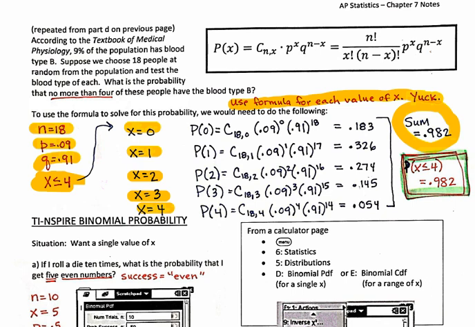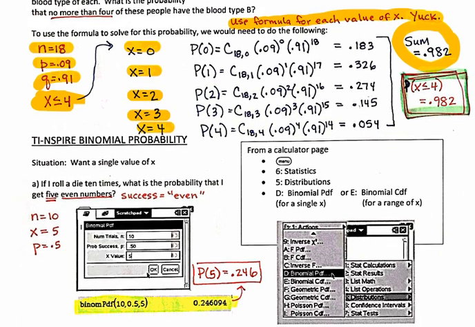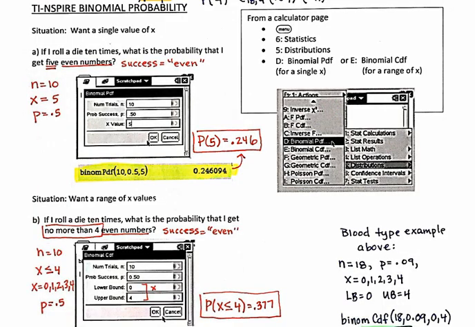Now, fortunately for us is that we don't necessarily have to use the formula because your calculator has a handy-dandy binomial probability calculator in it. So if you want a single value of X, I want X equals 5, X equals 4, X equals 3, one single X value. If I roll a die 10 times, what's the probability that I get 5 even numbers? Okay, success is even. I'm doing 10 trials, N equals 10. I want 5 of them, so X equals 5, probability of success 50%.